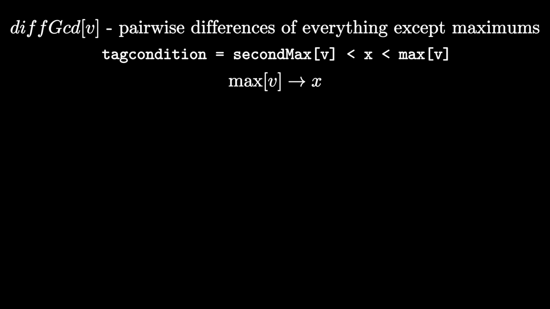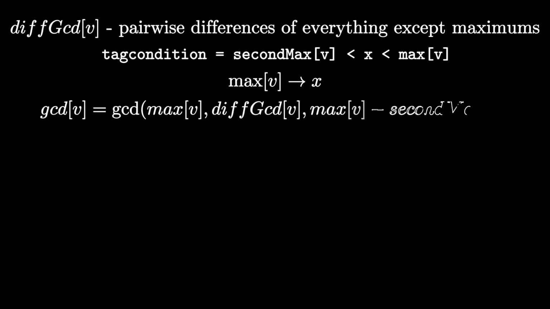How do we then find the GCD on the segment knowing these values? All numbers not equal to the maximum are already combined into a spanning tree inside div-GCD. It only remains to attach the maxima, or one of them, because they are all equal to each other anyway. Second max can help us with this. Therefore, the GCD of the segment can be calculated using the following formula. This is the GCD of the maximum, div-GCD, and the difference between the maximum and the second maximum.